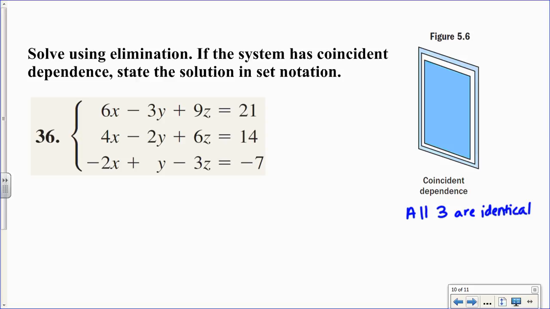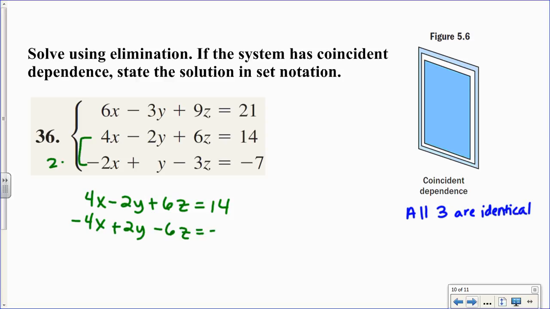I'm going to take these 2. And I'm looking at y right now. So I want to eliminate y, I'm going to multiply the bottom one by 2. So I'm going to take 4x minus 2y plus 6z equals 14. Here I have negative 4x plus 2y minus 6z equals negative 14. These are identical because I get 0 equals 0.